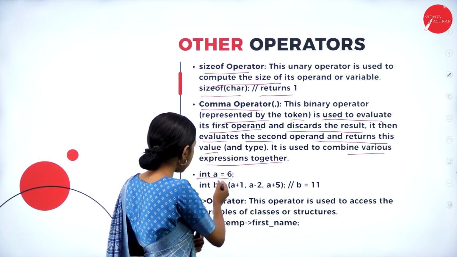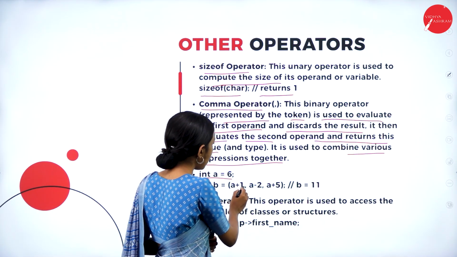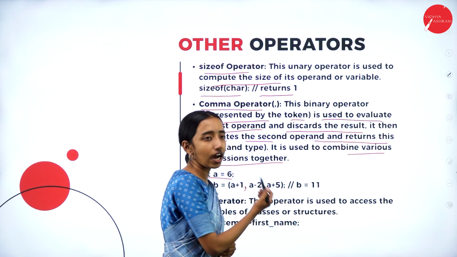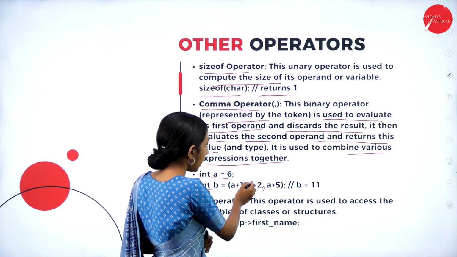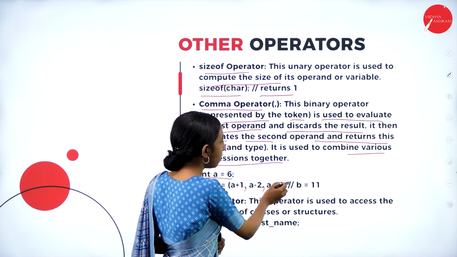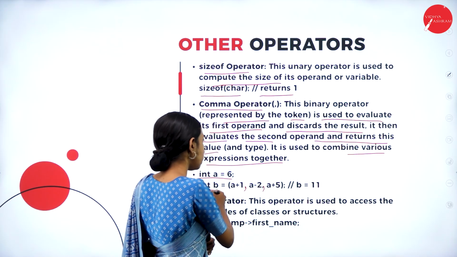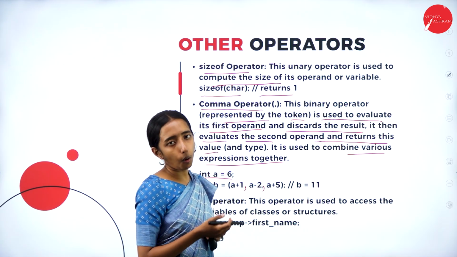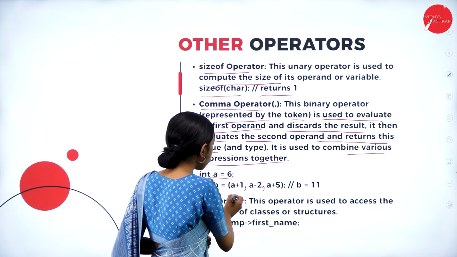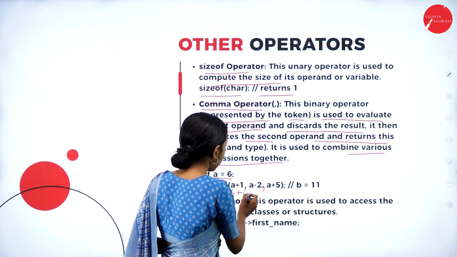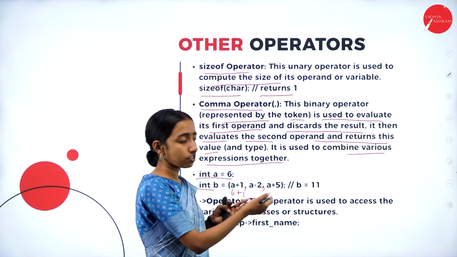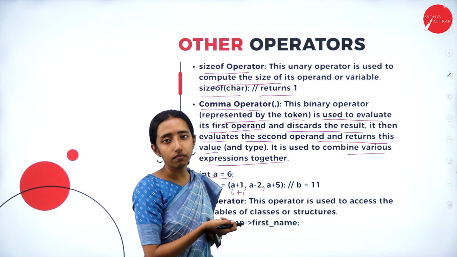Next we are having int a, int b. So here you can see the comma operator that we are using. a plus 1, a minus 2, a plus b, and b is equal to 11. So in this way we can use the comma operator. So the value of a, that is 6 plus 1, and again 6 minus 2. So in this way we will get the b value.